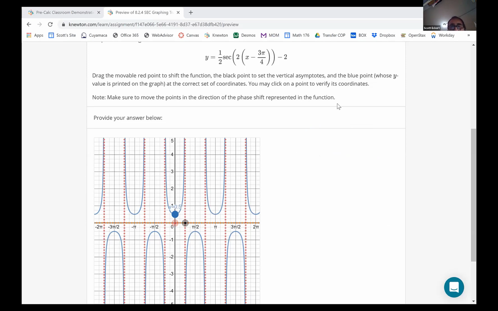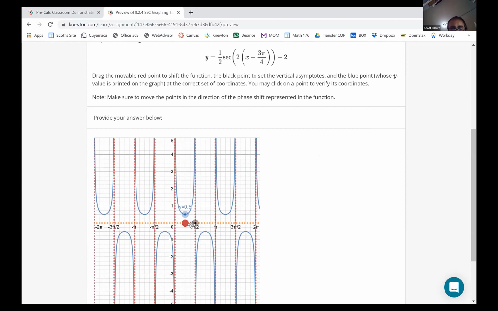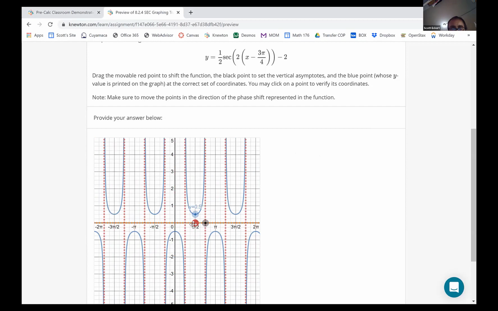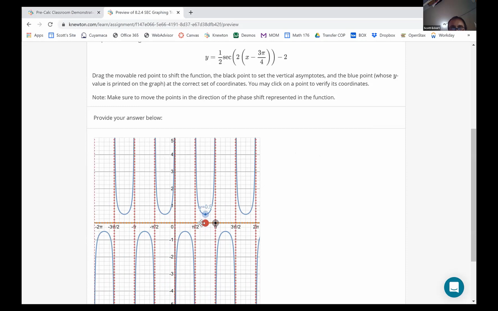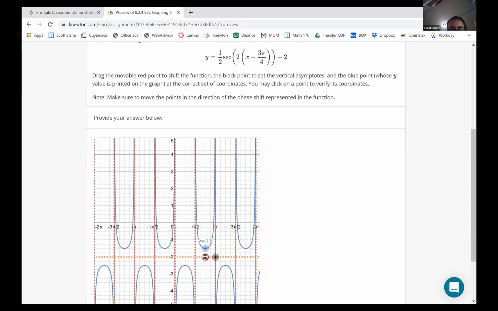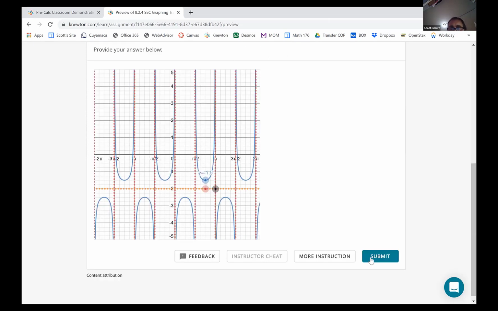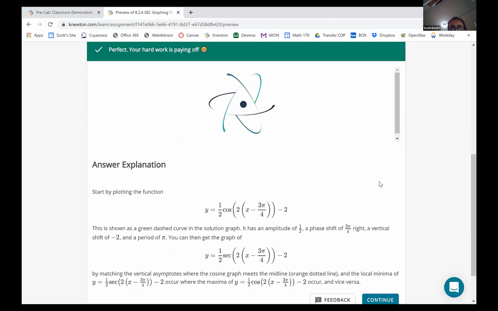Now we have the horizontal shift. Because it's in factored form, 2 pi halves is 2 pi fourths. 3 pi halves is right there. And then we're going to go down 1, down 2. And I think we got it. I think we got it all covered. We have all the transformations involved here. Let's submit and see how I did. Yep, it liked it.